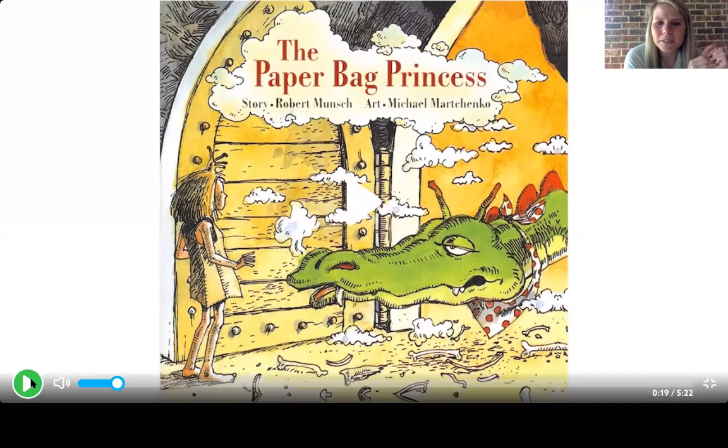And so I can infer based on that this is a fiction text. So the author's purpose in writing this for us is probably just to entertain us with a fun story. The title, Paper Bag Princess. Paper bags and princesses don't really go together. She doesn't really look like a princess to me on here. She kind of has a little wonky crown on.